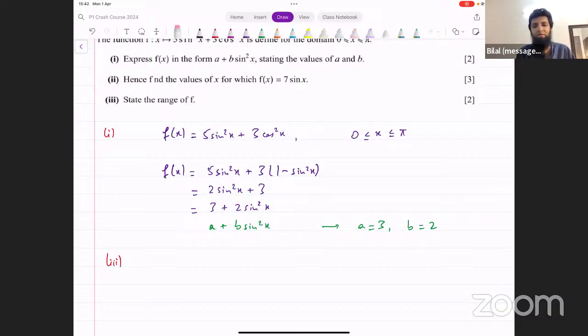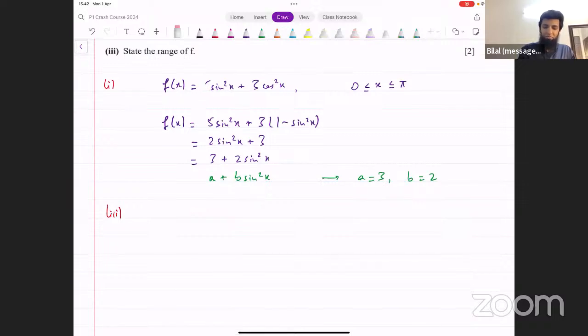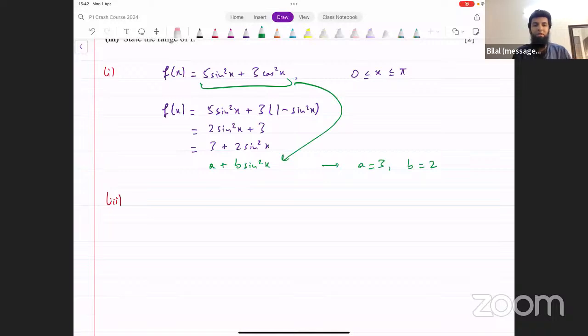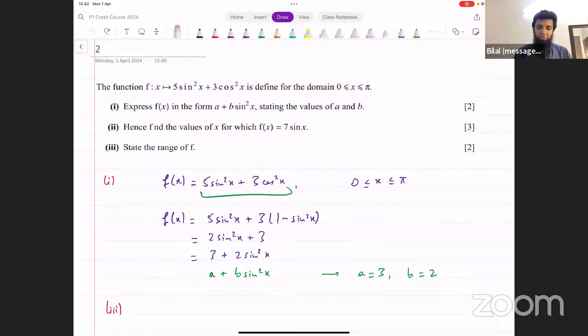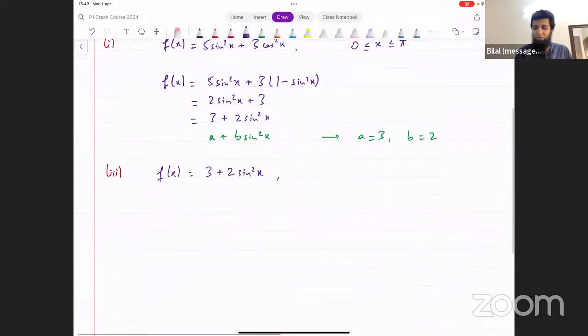Now, how do you find the range of this function? Again, we have converted this to one single function already, right? So it was 5 sine square x plus 3 cos square x. We talked about this, that you can't find the range of this function unless you first convert it to a single function. And we have done that already in the first part. Now, when you're finding the range of the function, you're going to be looking at the form that only has sine square. That's 3 plus 2 sine square x. This is the form that you're going to look at. What's the domain of this function? The domain is from 0 to pi.